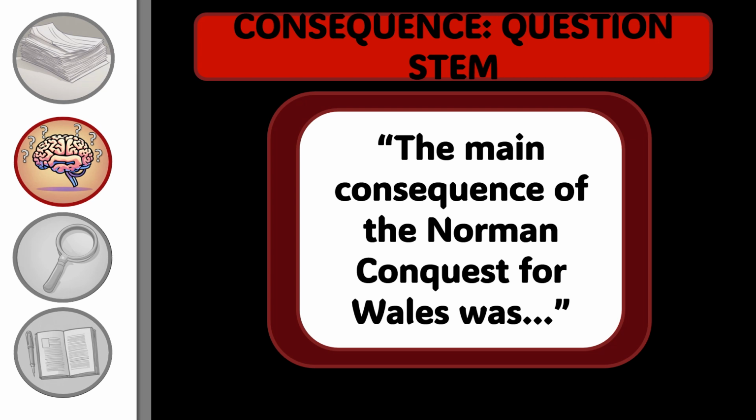This is a question stem I have taken from the Yorkshire question. So the main consequence of the Norman conquest for Wales was dot dot dot. So they could go with this question stem again, in which case we've got a couple of options as to what the rest of the question could be. It certainly won't be devastation of countryside, because the Normans didn't really do that in Wales.